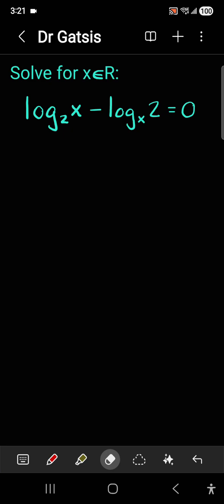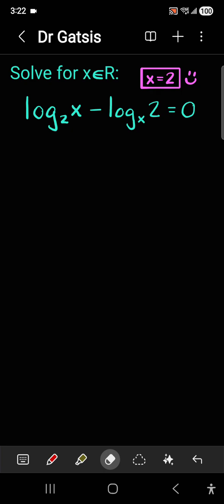Let's solve this logarithmic equation. Notice that we have log base 2 of x, and we also have log base x of 2. By direct inspection, if x equals 2, that would be a solution, because you would have the same quantity subtracted by itself. While this is a solution, it is not the complete set of solutions. So we need to explore other cases.